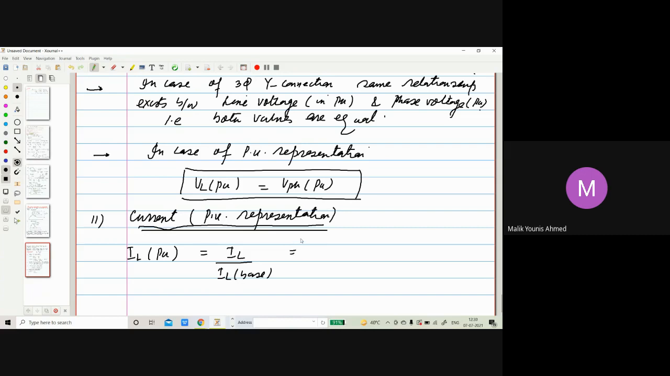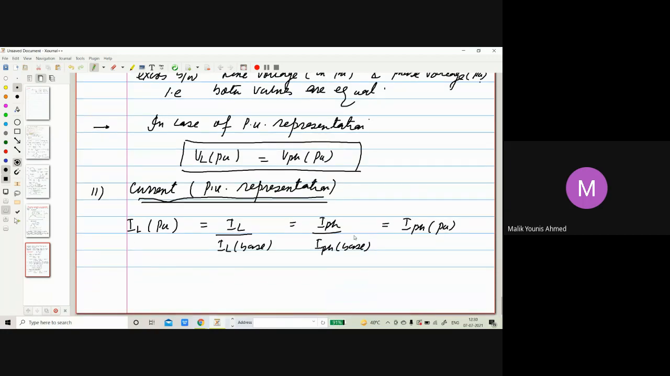And since in case of the star connection, both the currents are same, phase and line current, I can simply write here I phase divided by I phase base, because both are same in case of star connection. So this will be I phase in per unit. So that means line current in per unit will be also same as phase current in per unit. So we can write here IL per unit is equal to I phase per unit. So that is second relationship.